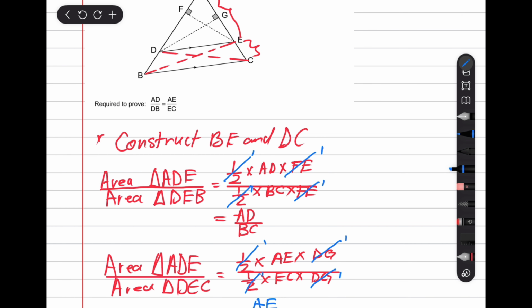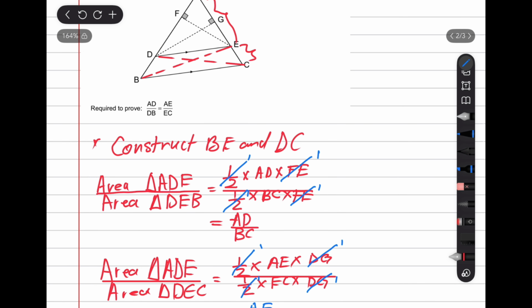So now what do we have so far? Now we have the same height, right? Then if we look at the same triangles again, what do we have? We have the same base, which is what? DE. The two triangles have the same base, which is DE. So now we can see that we also have what? The same base, which is DE.